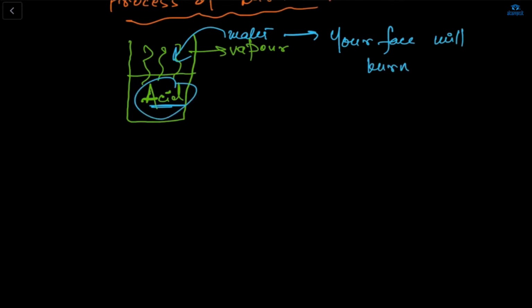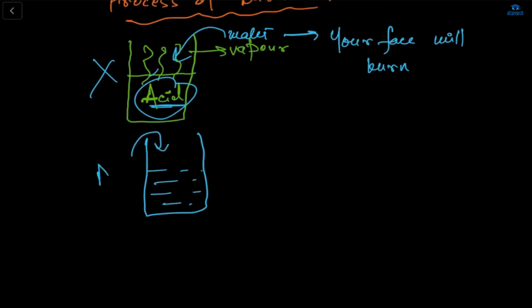In this acid, the vapor is there, and if we put the water, the flow of water is very high. If we pour water in the beaker with acid, suddenly all the vapor of the acid will come out from that beaker and your face will burn. So that's why we never pour water into the acid. That's a wrong process. What we do, we always pour acid into the water.